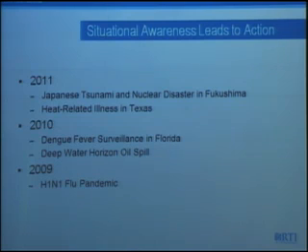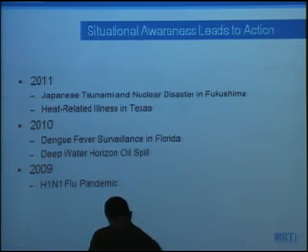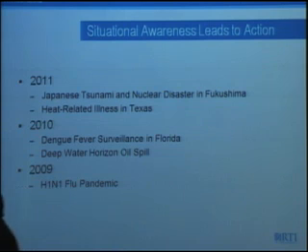So we've used BioSense in many ways, obviously to track H1N1 back in 2009, but we used it to track iodine exposures following the. Great, thank you. Great. Oh, that is much better.